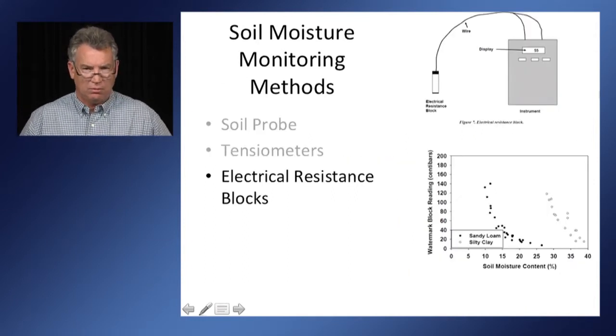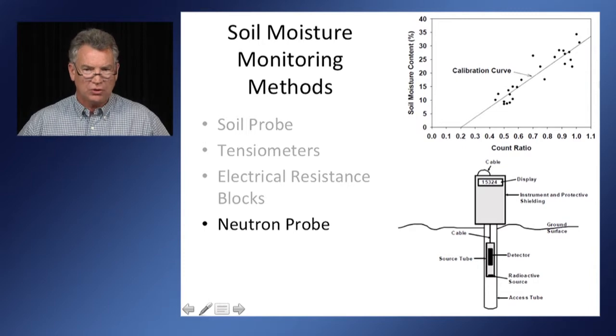Other moisture monitoring methods include the use of electrical resistance blocks. And these resistance blocks are of different types. Some you might have heard referred to as gypsum blocks, and others, such as Watermark, are available on the market and give a measurement of electrical resistance as the sensor is brought into equilibrium with the local soil water environment.